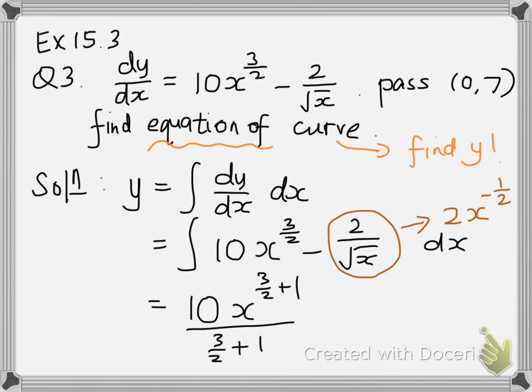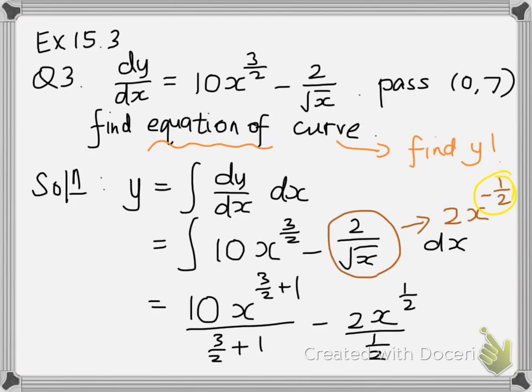So here, minus 2 and then x. There was a half there. So what do you want to do? You add 1 to that, right? So it becomes a half, and then the whole thing over half.